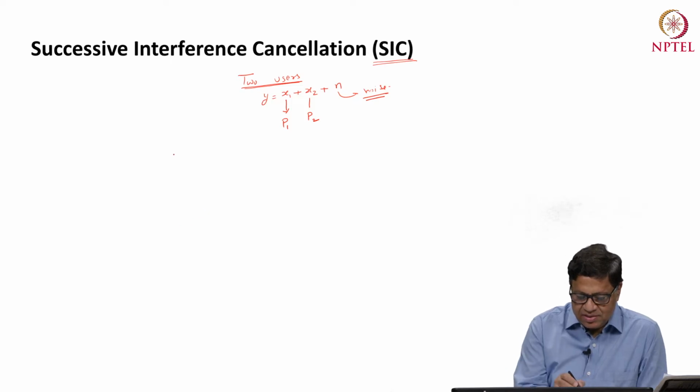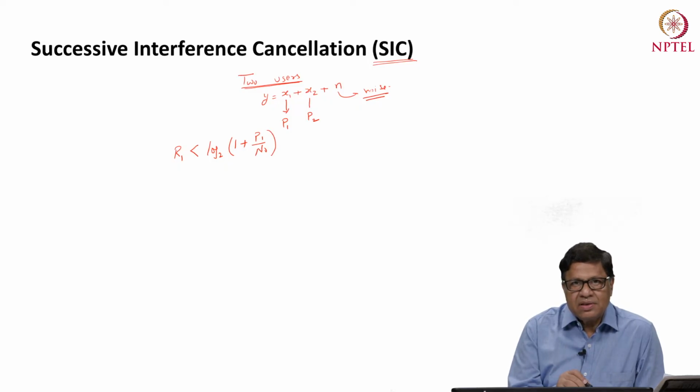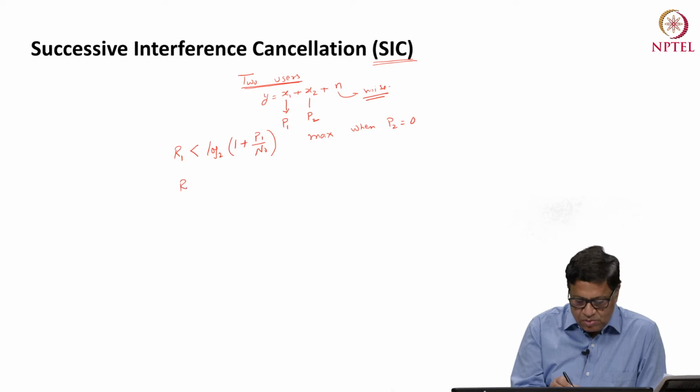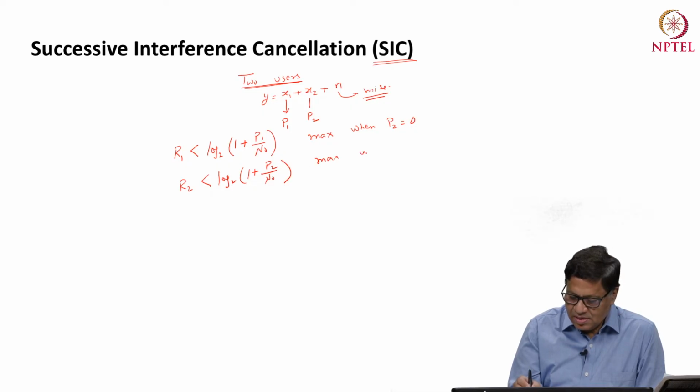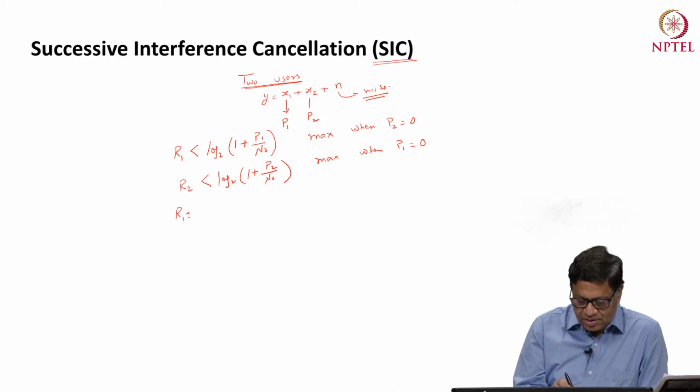Then if you follow the Shannon capacity theorem, the rate R1 will be less than log 2 (1 plus P1 over N naught). And R1 will be max when P2 is equal to 0. Similarly, R2, the achievable rate, is less than log 2 (1 plus P2 over N naught), and it will be max when P1 is 0.